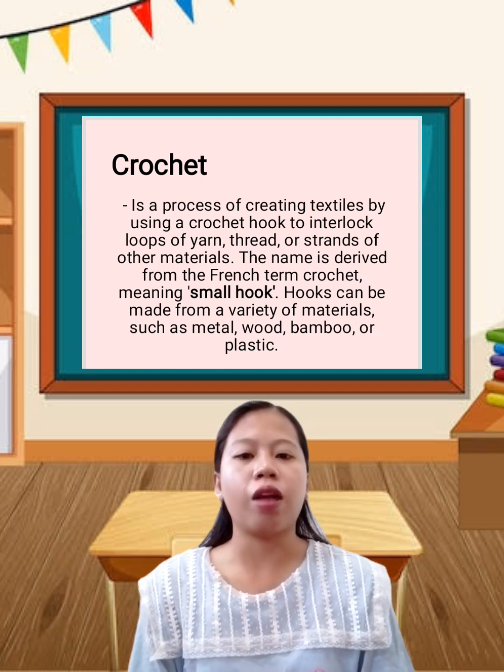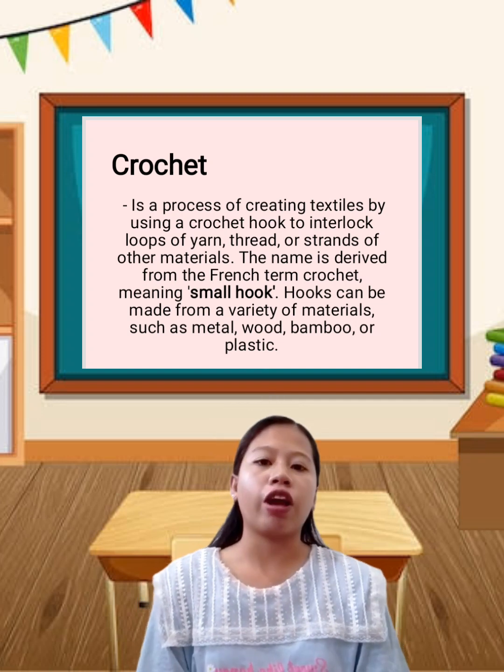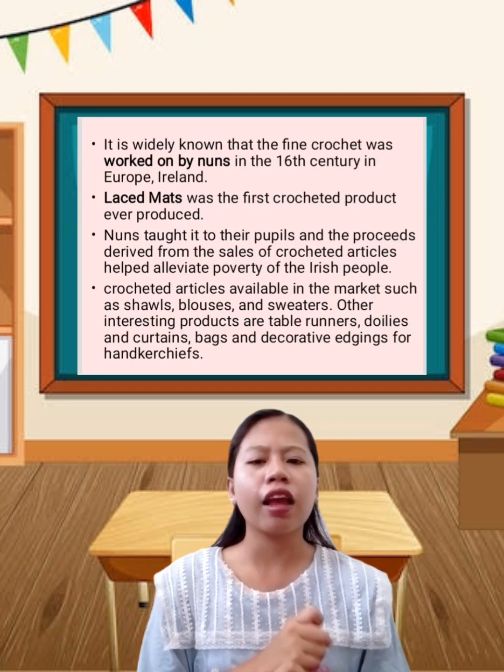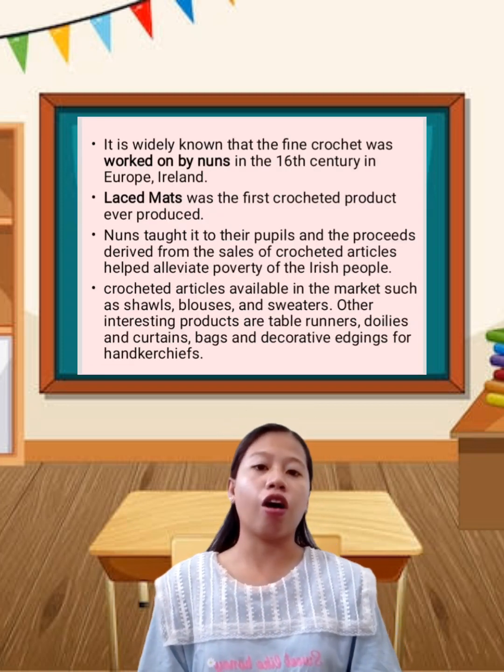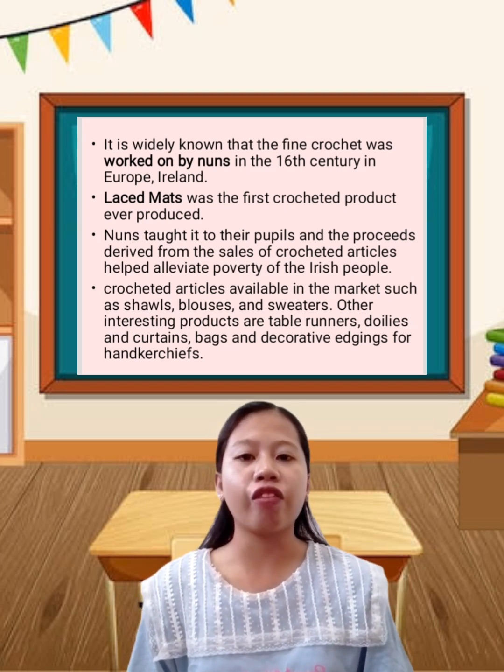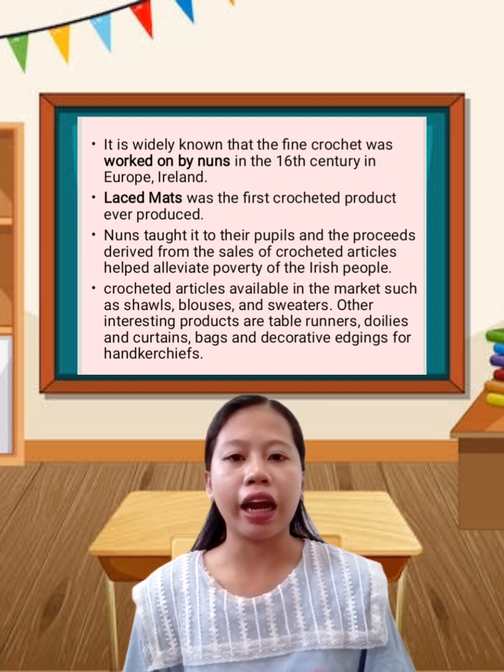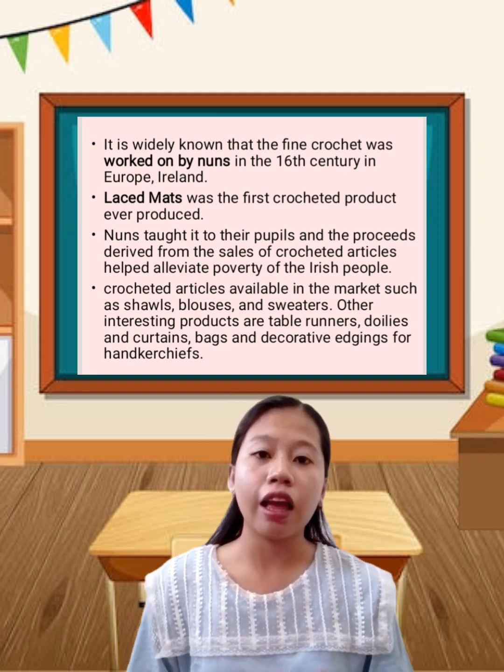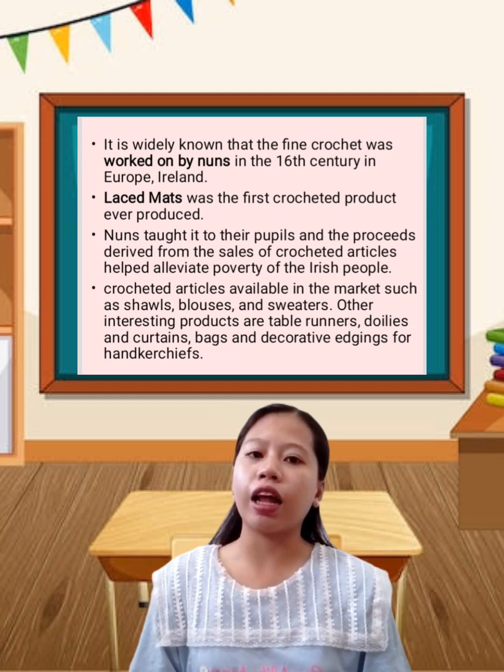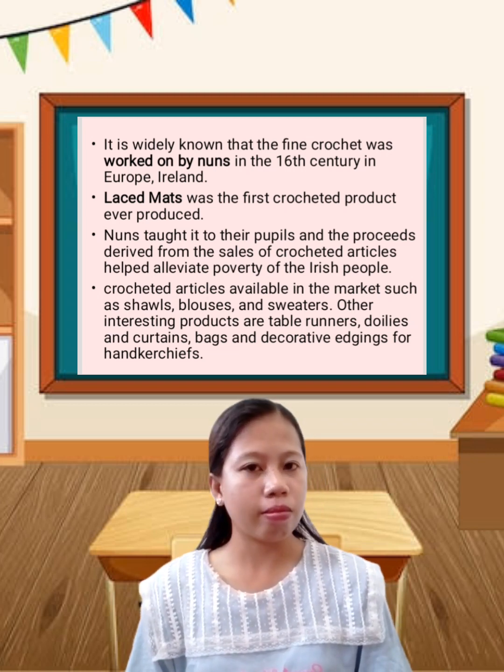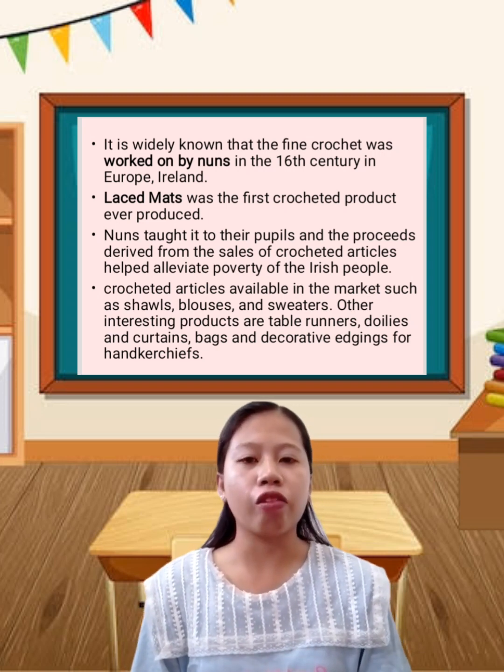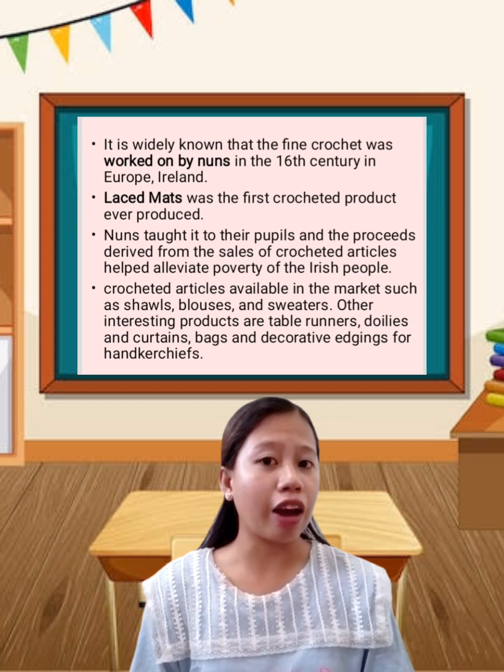Hooks can be made from a variety of materials, such as metal, wood, bamboo, or plastic. But no one really knows the origin of crochet. However, it is widely known that the fine crochet was worked on by nuns in the 16th century in Europe, Ireland. So, what do you think is the first crocheted product ever produced? Right, it is the lace mats. It was pioneered by the Irish and universally known as Irish crochet.